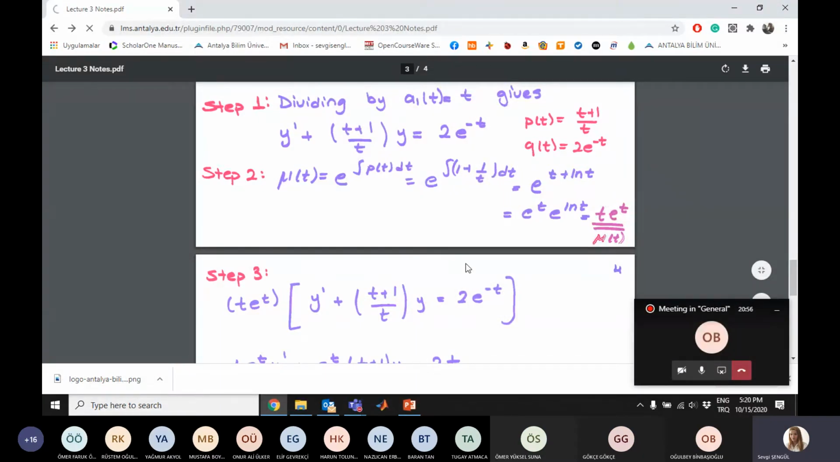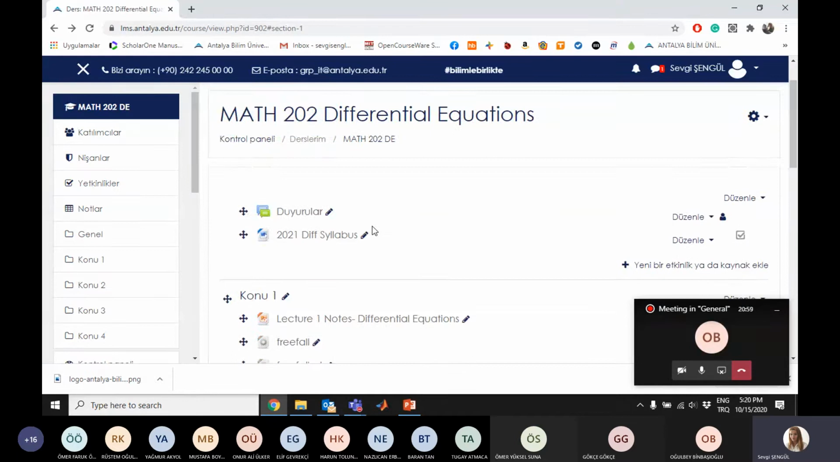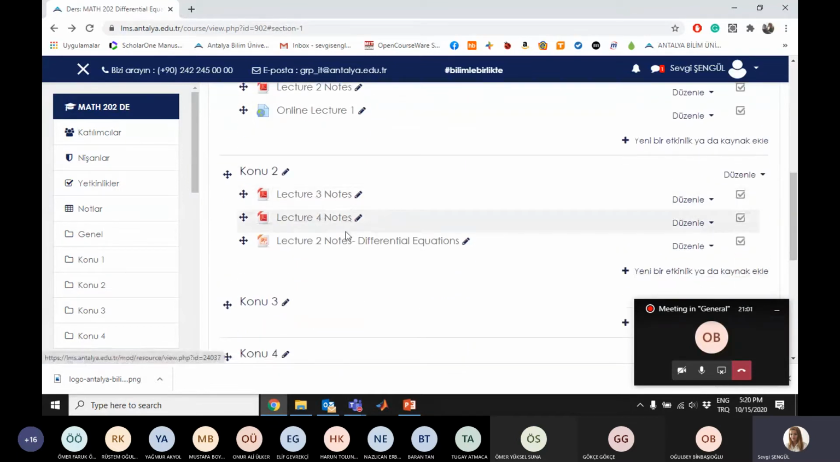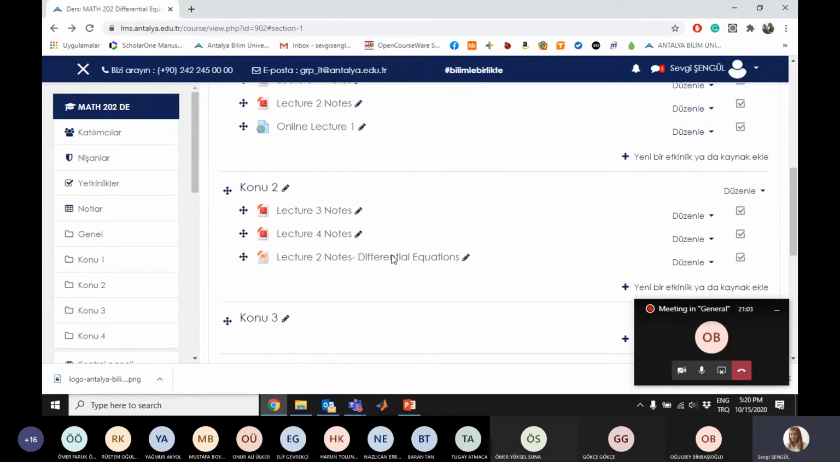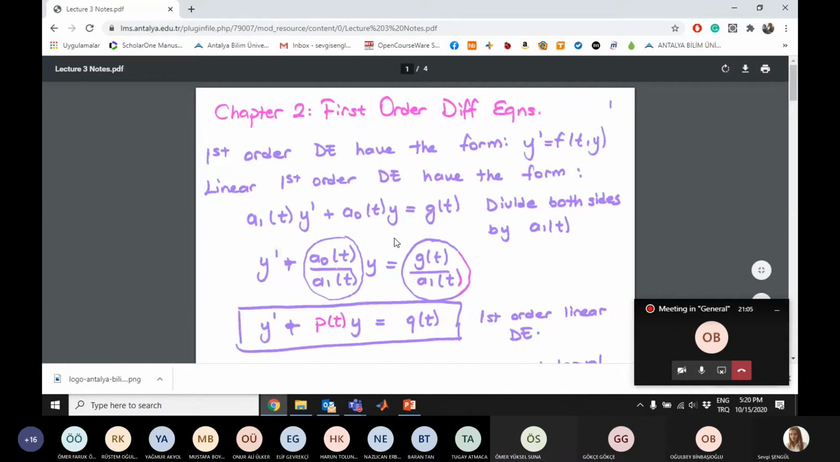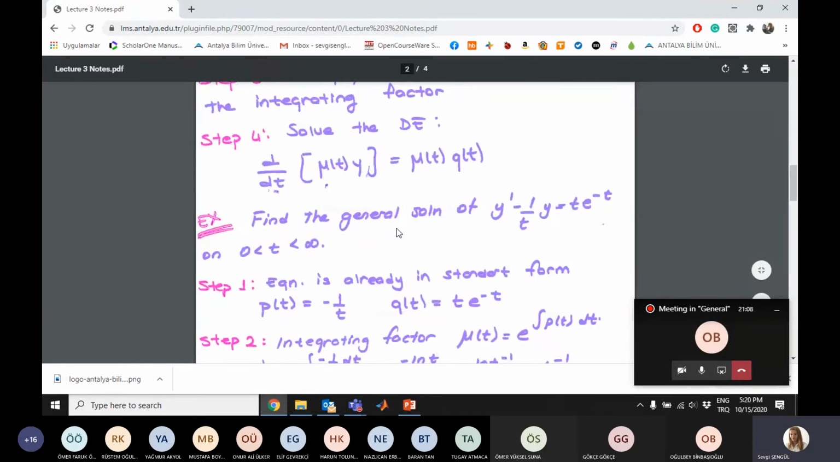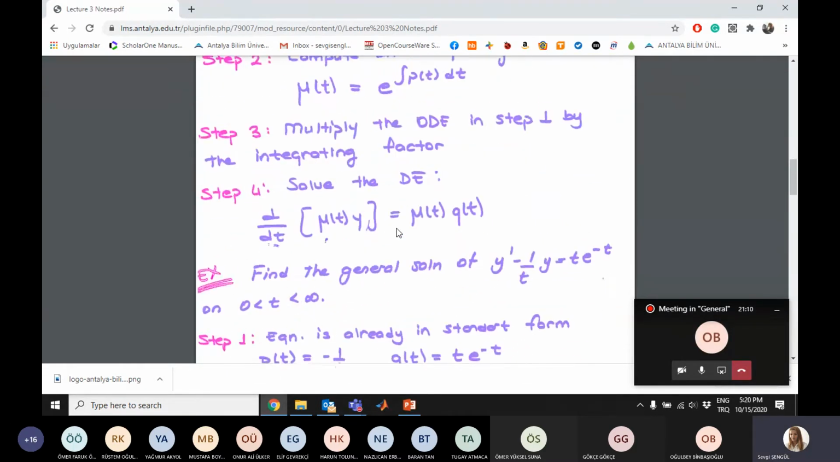I opened this one from our LMS page. I already shared with you last year's written notes that I wrote, and in there you can see different examples.